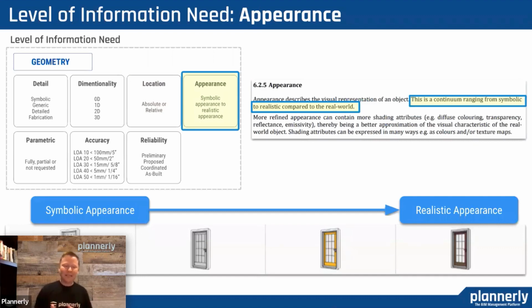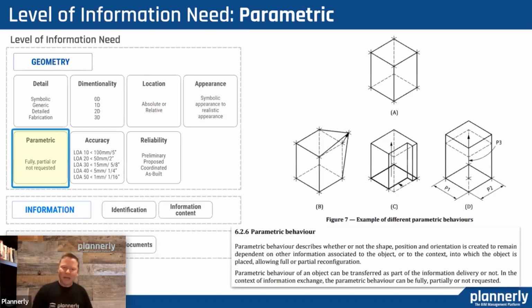perspectives of, is it just a symbolic representation that we don't need to render? Is it realistic representation that we really need to understand and almost have a lifelike representation so that people can understand it? The next one is parametric. See whether this is just an object that doesn't have any requirement for manipulation, or whether there are really detailed requirements for parametric behavior as well.